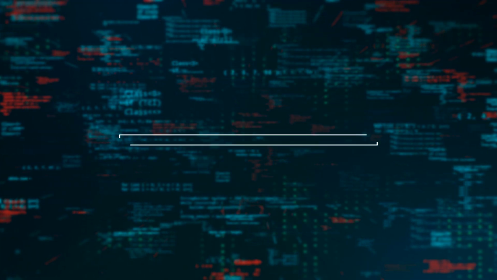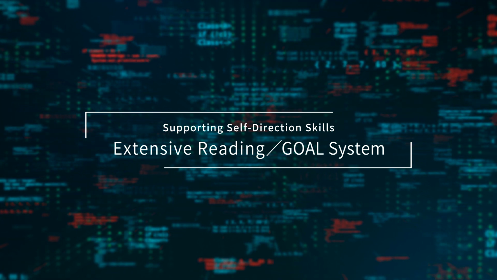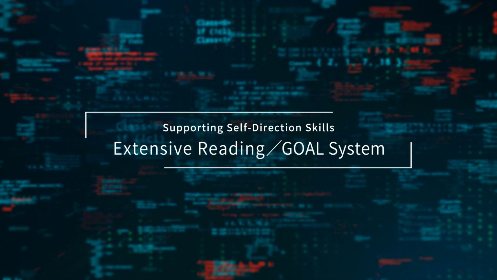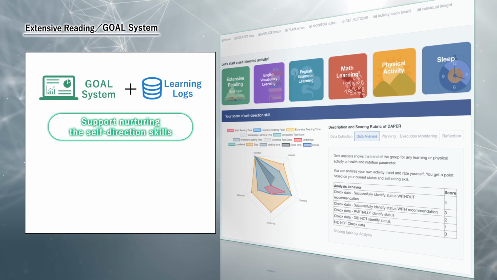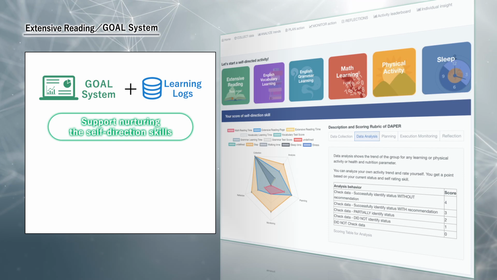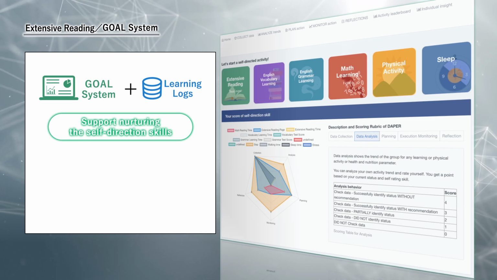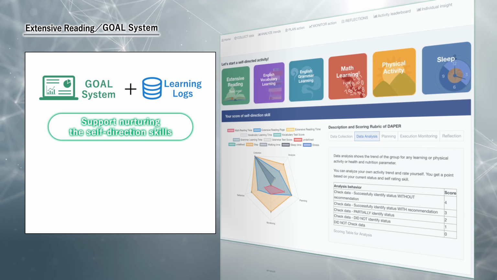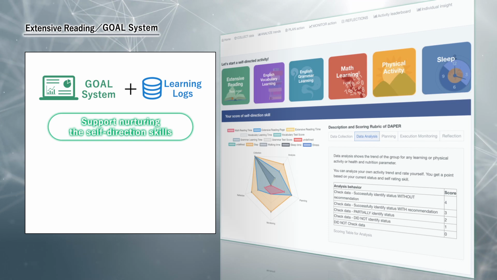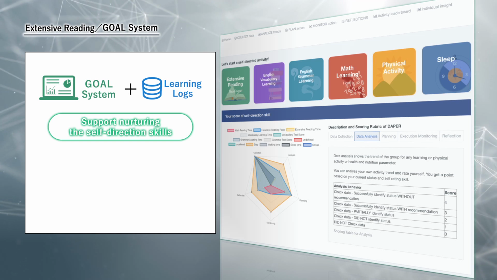The fourth function is the goal system for supporting the development of learners' self-direction skills in extensive reading. The goal system uses learning logs to support the development of independent learning and self-directed skills. For example, by registering a large number of books in BookRoll, the student can check their daily reading time and the number of pages they have read.